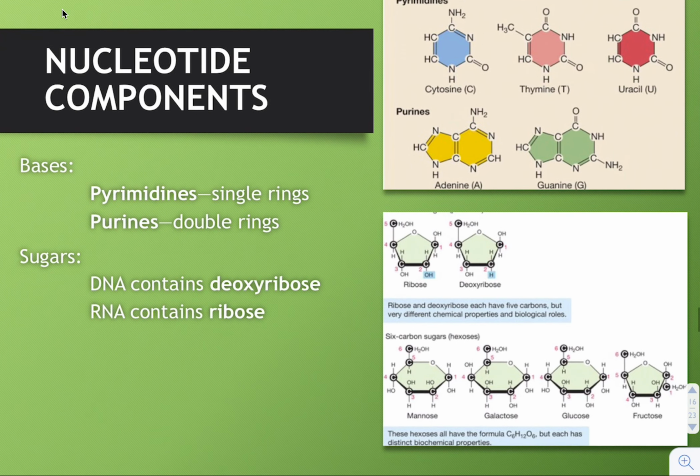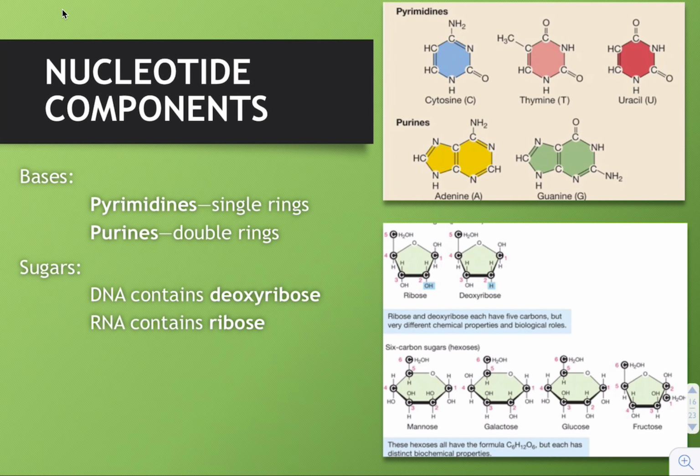So the nucleotide components, we got different bases. So the bases are either going to be a pyrimidine, which is a single ring. So we can see here, cytosine is a pyrimidine, thymine is a pyrimidine, and uracil is a pyrimidine. They have one ring. You see it, right? And they have sugar. So DNA contains deoxyribose, which is here. It's a pentose, remember? And RNA contains ribose, which is here, which is another pentose, right? 5-carbon sugar.